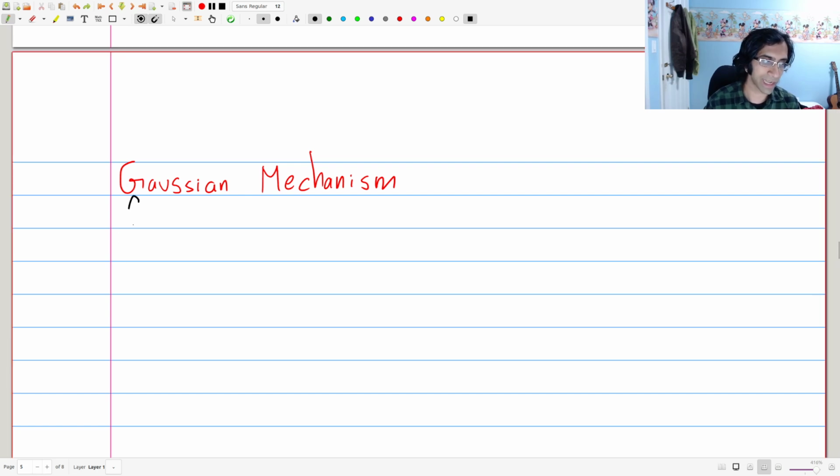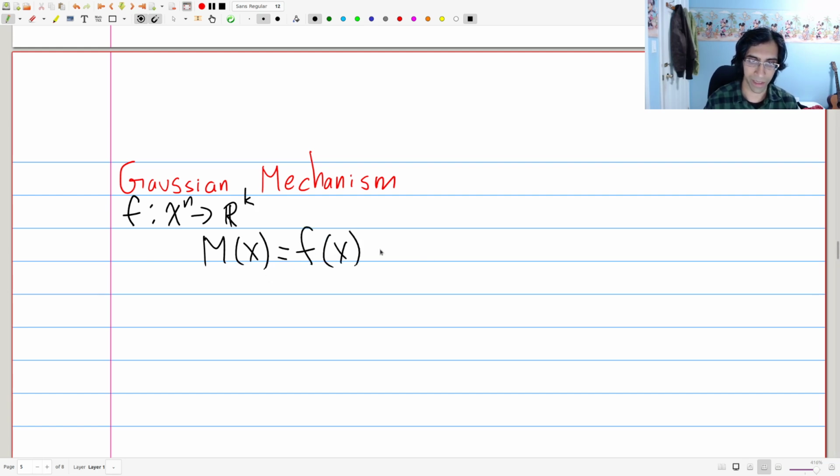We're going to let f be some function, as usual, from X to the n, some domain, takes in n data points, and maps to R to the k. Then the Gaussian mechanism is the following algorithm. It takes the function on the data set, and it adds Gaussian noise to each coordinate.